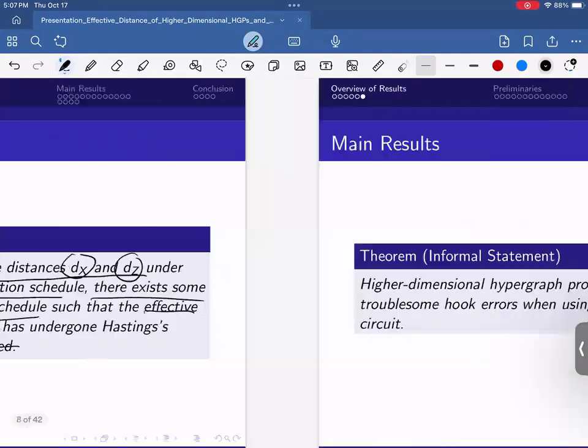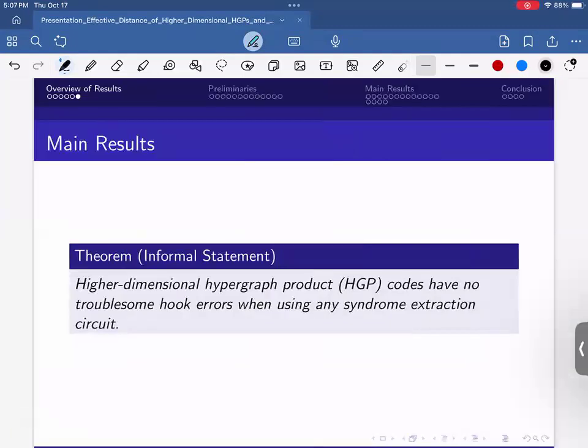Then this result, which might be a bit more interesting for people who are into quantum LDPC codes, we want to say that higher dimensional hypergraph product codes have no troublesome hook errors. And troublesome hook errors just means that your effective distance doesn't decrease at all due to those hook errors, when using any syndrome extraction circuit. Which means that when you use those codes for quantum computation, you have a lot more flexibility for how you want to do those things.